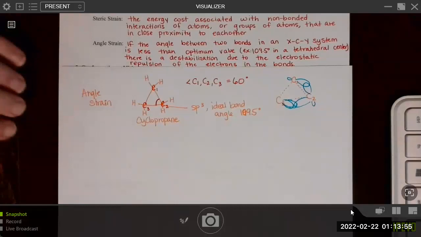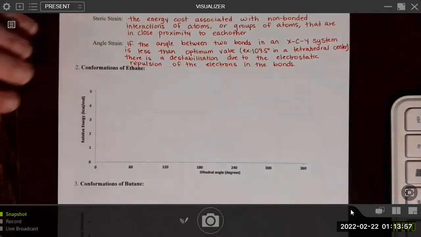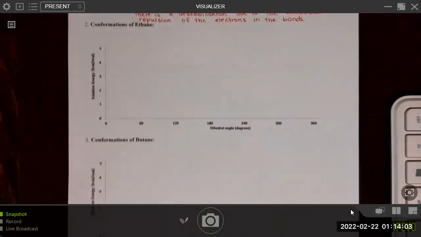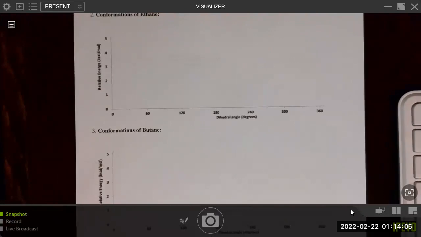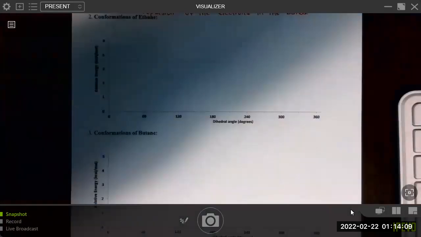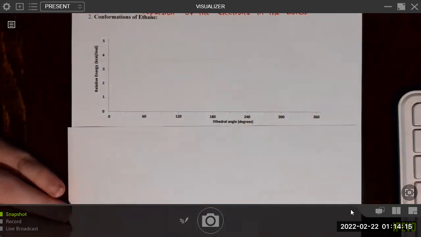Okay, so those are some examples that hopefully help you understand the difference between those different types of strain, which just refers to electronic energy differences. Now we're going to start working on drawing a graph of some conformations of ethane.